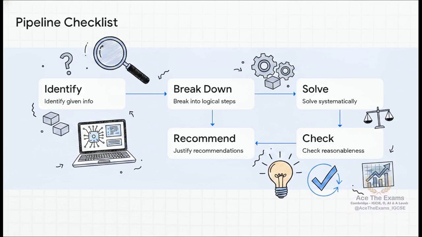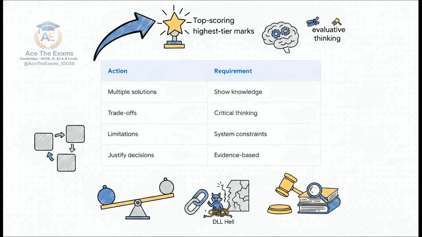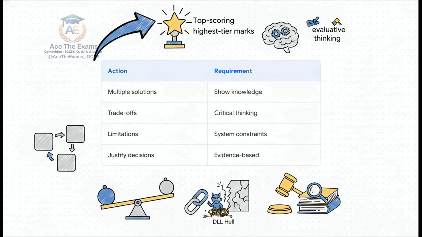Look at the pipeline here. Identify the information, break it down, solve systematically to get those method marks, check if your answer is actually reasonable in the real world, and make highly justified recommendations. Top-scoring candidates use this exact matrix to demonstrate high-level evaluative thinking when writing their final paragraphs.